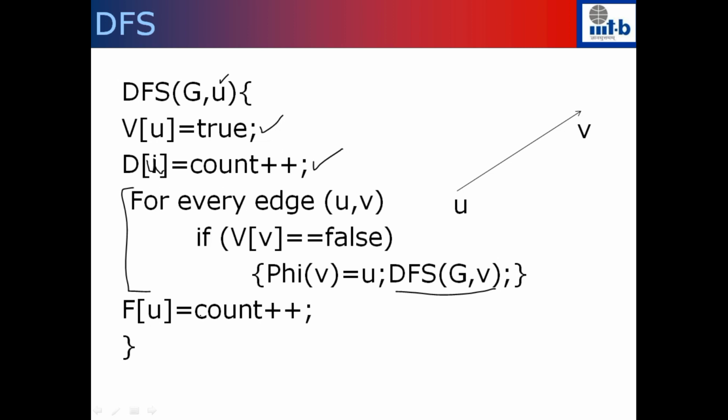This is to indicate that you have finished visiting everything which is reachable from the vertex u, right? So notice that the complexity of this algorithm is going to be order n plus m as before, because every edge is going to be considered exactly once.